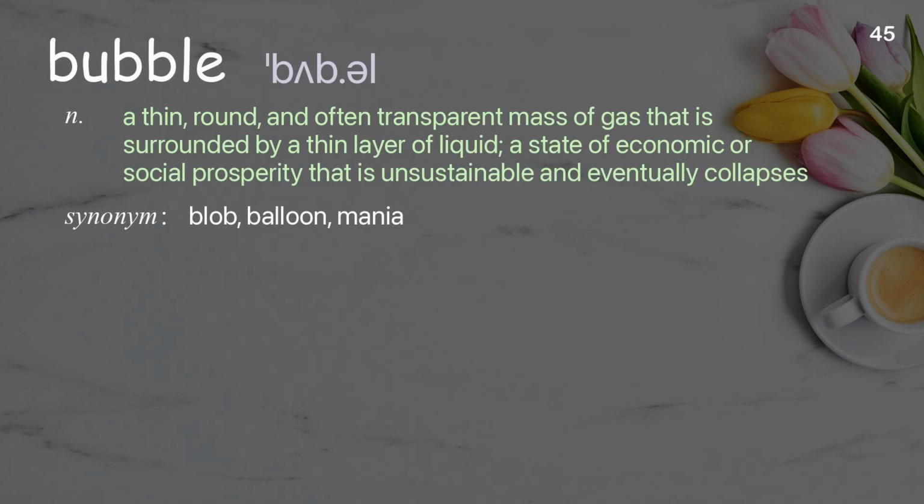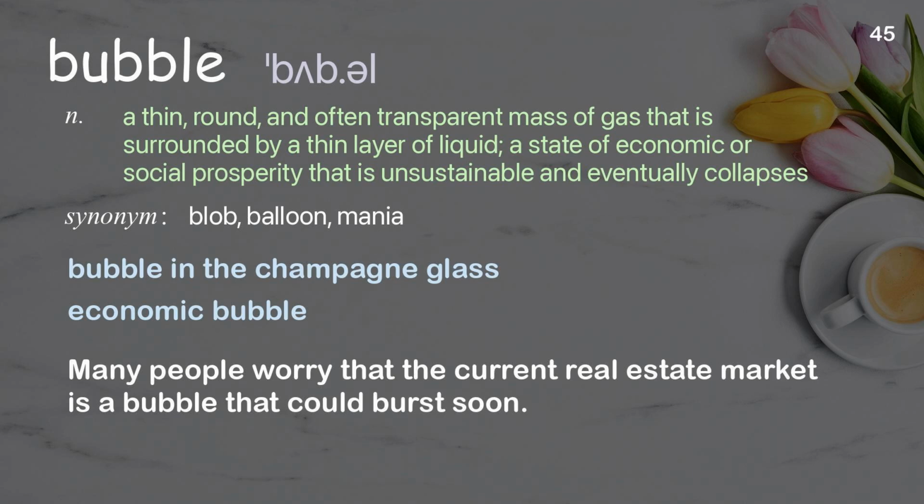Bubble. A thin, round, and often transparent mass of gas that is surrounded by a thin layer of liquid; a state of economic or social prosperity that is unsustainable and eventually collapses. Examples: bubble in the champagne glass. Economic bubble. Many people worry that the current real estate market is a bubble that could burst soon.